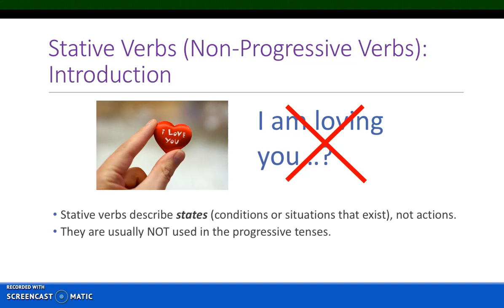Stative verbs describe states, that is, conditions or situations that exist, not actions. So that means that they are usually not used in the progressive tenses. There are many stative verbs, and you can see a long list of them in your textbook. We can organize these verbs into some categories.